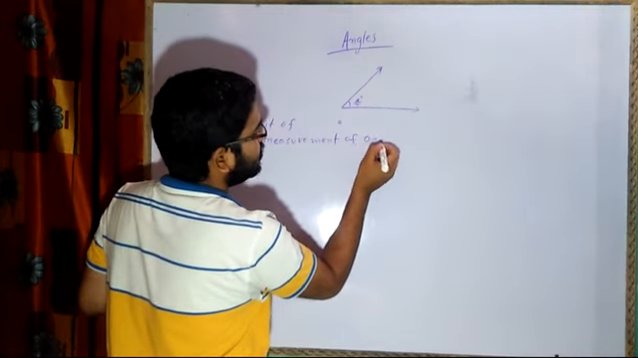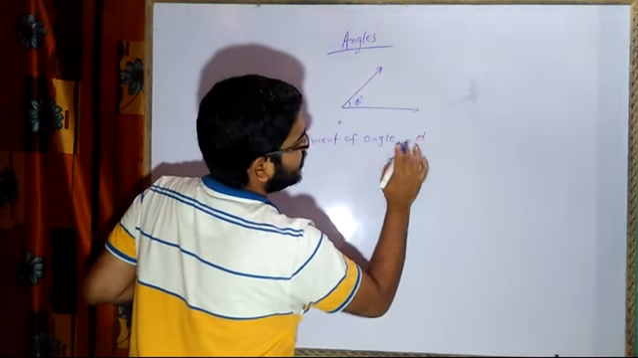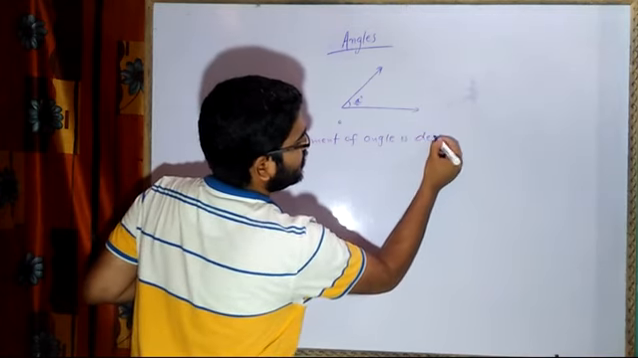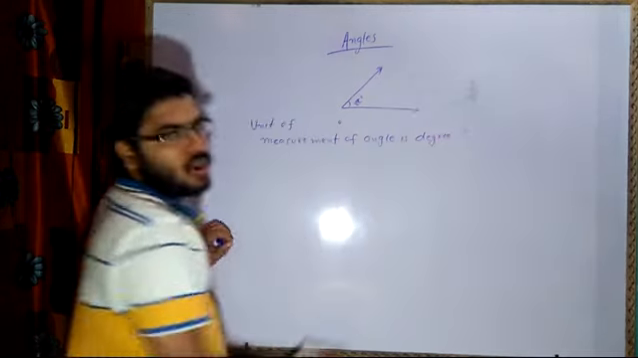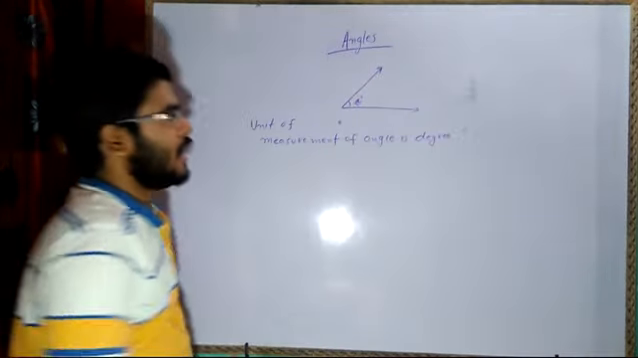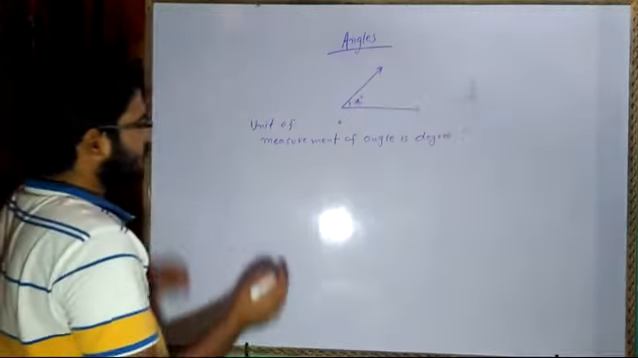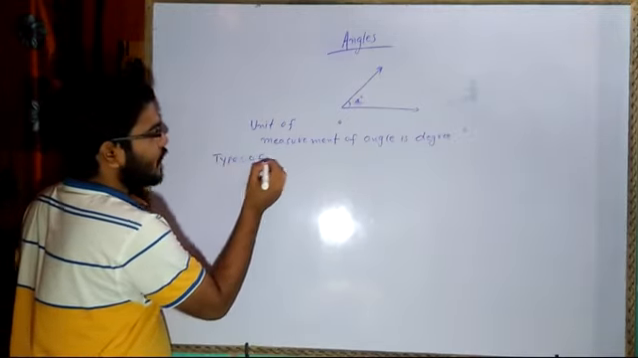The unit of measurement of angle is degree, and it is represented by a small circle over the name of the angle. Okay, now types of angles, you can write types of angles.